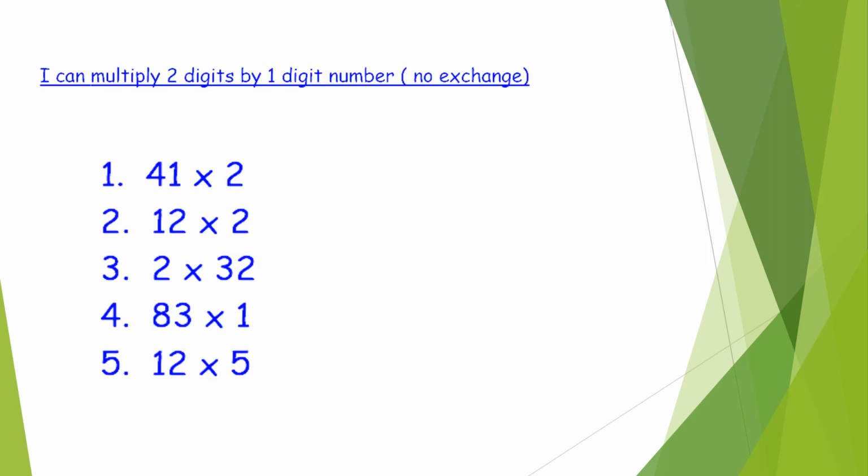Let's see how you got on with those questions using the partitioning method. 41 times 2. Let's try the partitioning method. 41, and we're going to partition it into 40 and 1. And we're going to multiply each of those by 2. So 2 times 40 equals 80. And 2 times 1 equals 2. And we add them together. 80 add 2 equals 82. So the answer was 82. So that was the method you should have used.